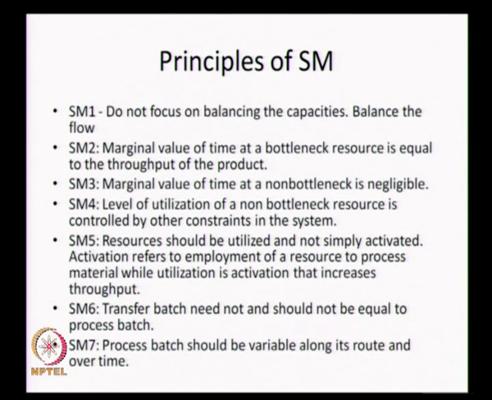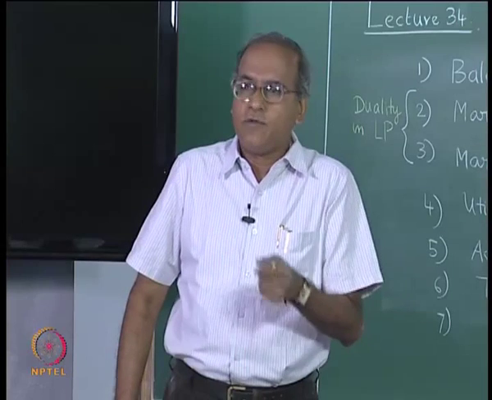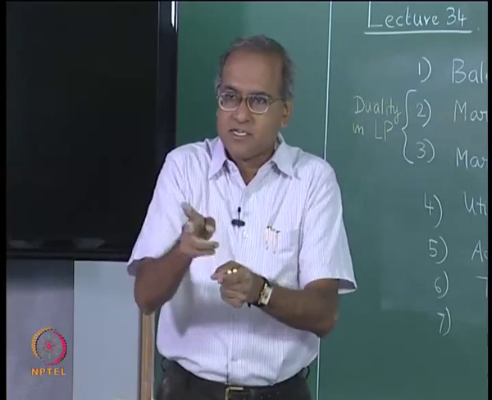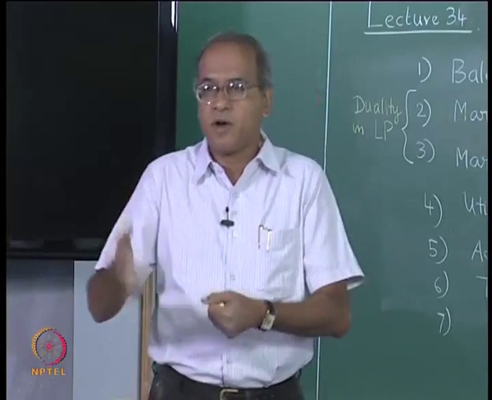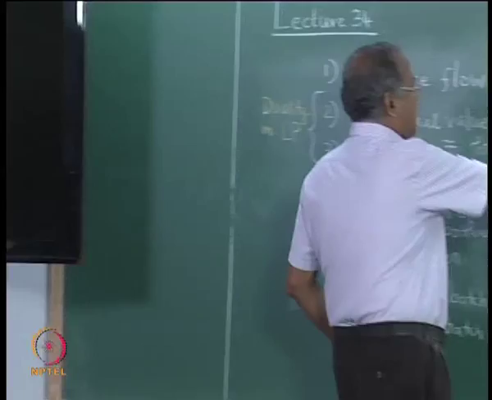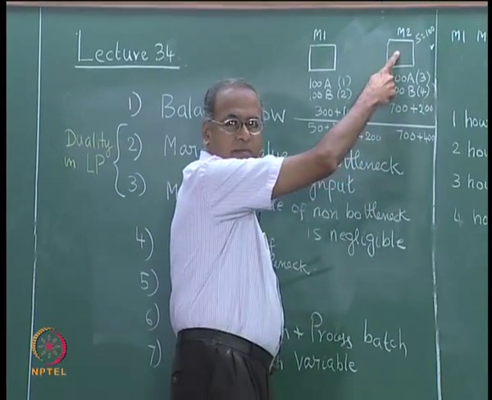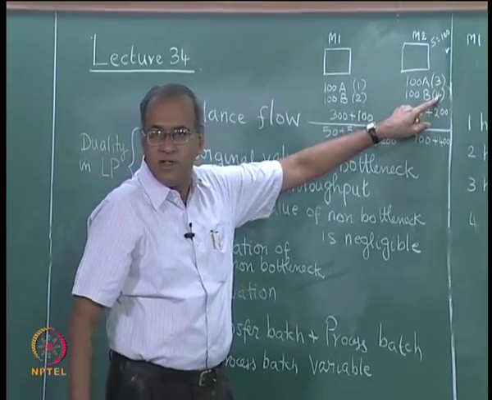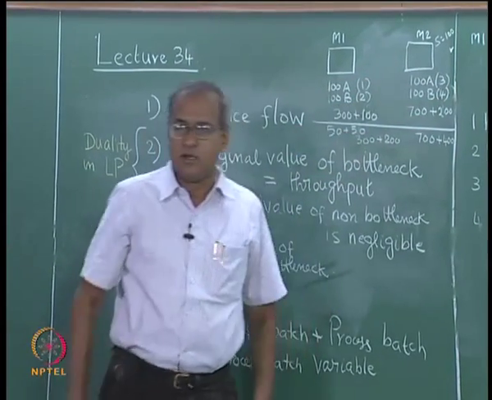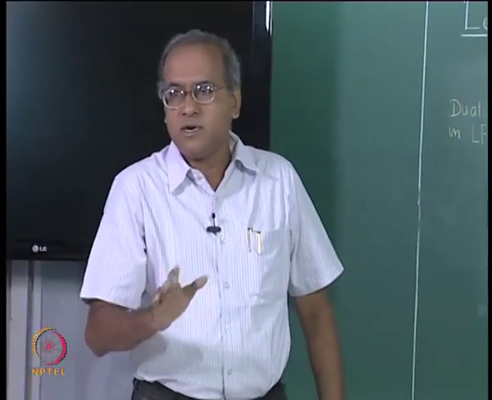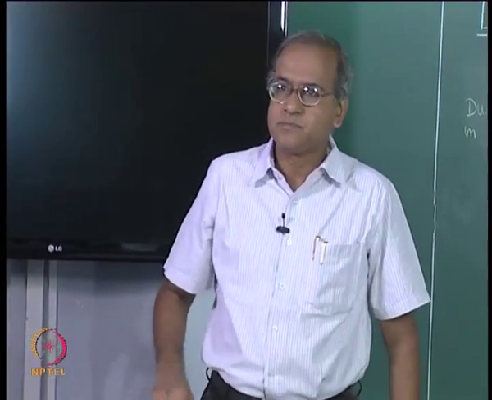The bottleneck will require a larger process batch, and over time, because demands can change with time and the bottlenecks can shift depending on what product we are producing. We took an example where for both A and B this was the bottleneck. Now you could have a situation where this is 3 and this is 2, still this could be a bottleneck and so on. So process batch should vary along the route and over time.